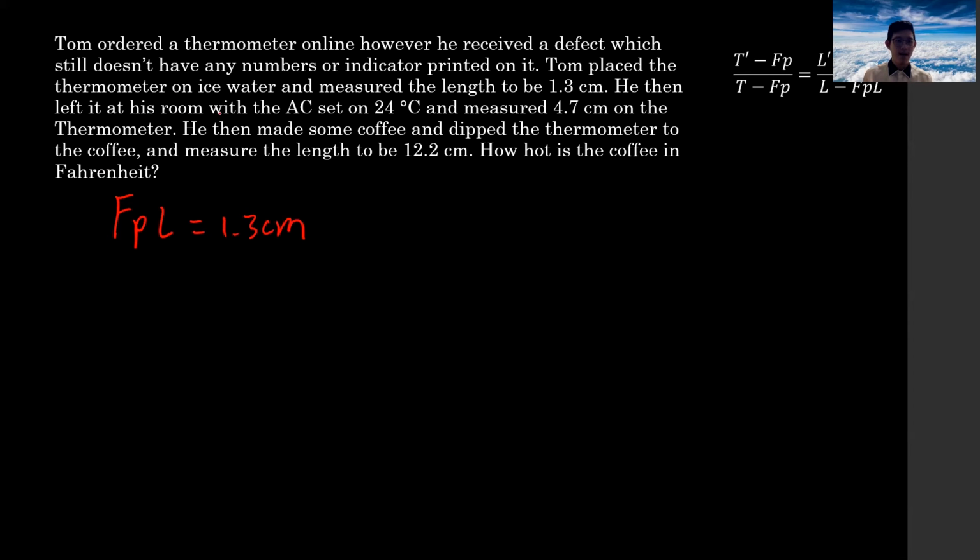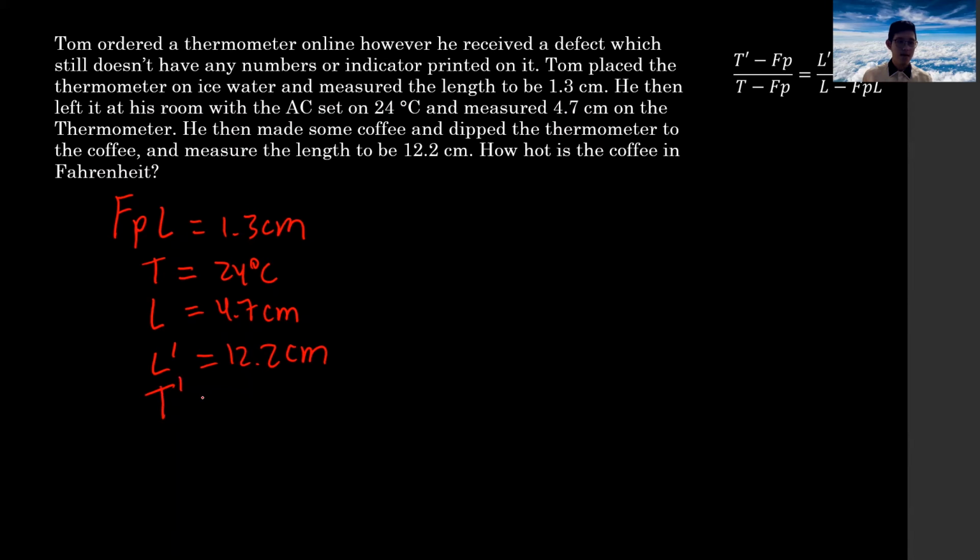He then left it in his room with the AC set on 24. So the next temperature is 24 Celsius and measured 4.7 centimeters on the thermometer. So length is 4.7 centimeters. Next, he made some coffee and dipped the thermometer into the coffee, and he measured the second length to be 12.2 centimeters. How hot is the coffee in Fahrenheit?